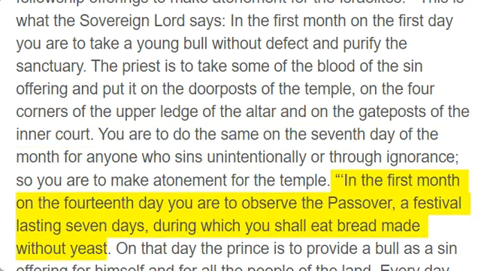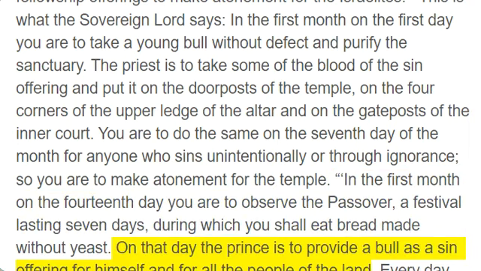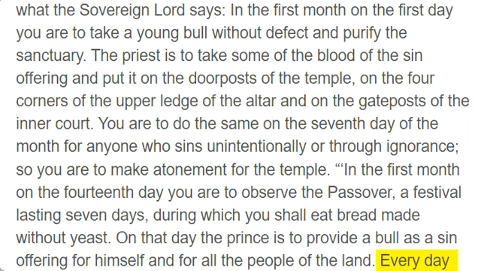In the first month on the 14th day you are to observe the Passover, a festival lasting 7 days, during which you shall eat bread made without yeast. On that day the prince is to provide a bull as a sin offering for himself and for all the people of the land. Every day during the 7 days of the festival he is to provide 7 bulls and 7 rams without defect as a burnt offering to the Lord, and a male goat for a sin offering.